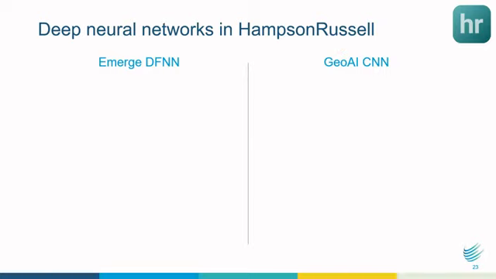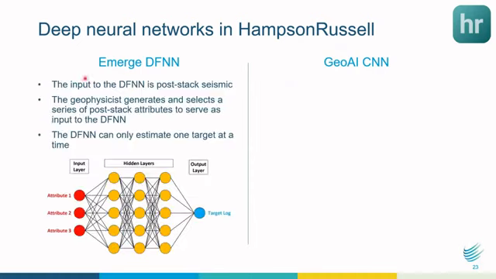So if we're talking about Emerge, it is a deep feed-forward neural network. It's not something new in Hampson-Russell. We have had it for many years, and it really gives us fine results. Emerge works on post-stack seismic data, and users must generate and select a series of post-stack attributes to be used as input data here. And using Emerge, we can estimate only one target property at a time.